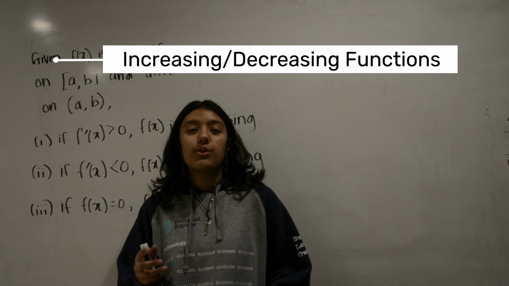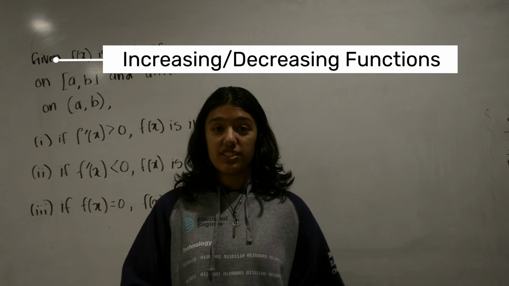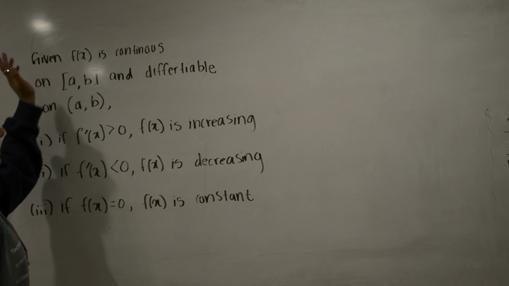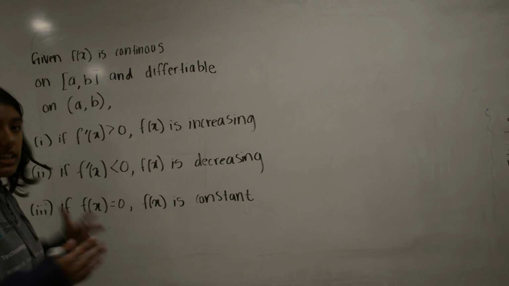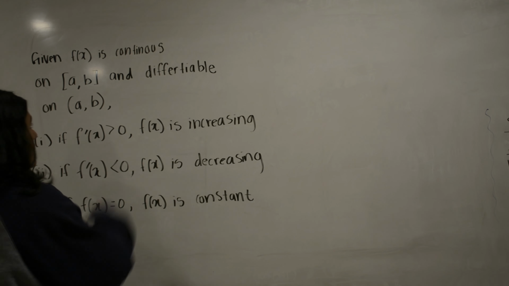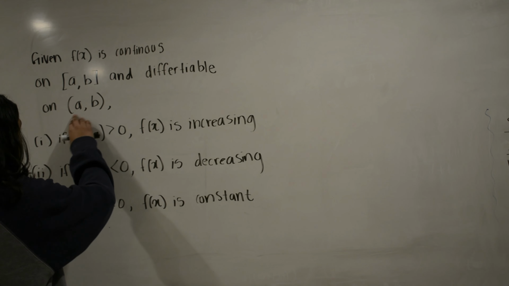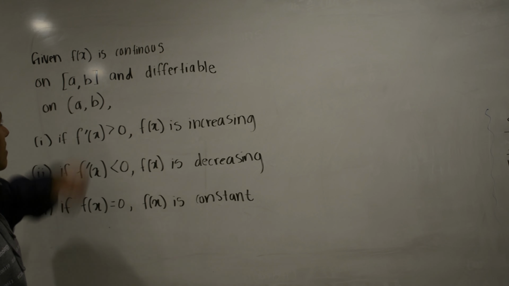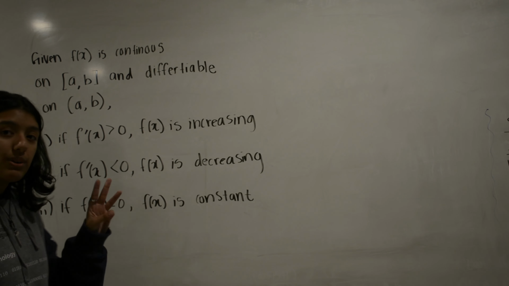Hey guys, so today we're going to be discussing a little bit about the properties of increasing and decreasing functions. So here we have a function that's given to us and it's continuous over an interval a to b, and it's included because the brackets mean it's included. And it's also differentiable on the domain a to b not included. So if we have f of x that is continuous and differentiable over a certain domain, we have three rules.